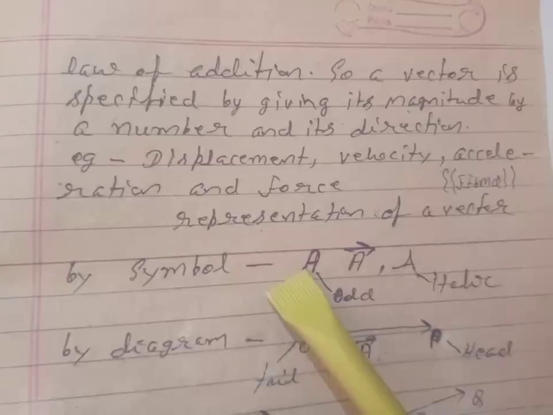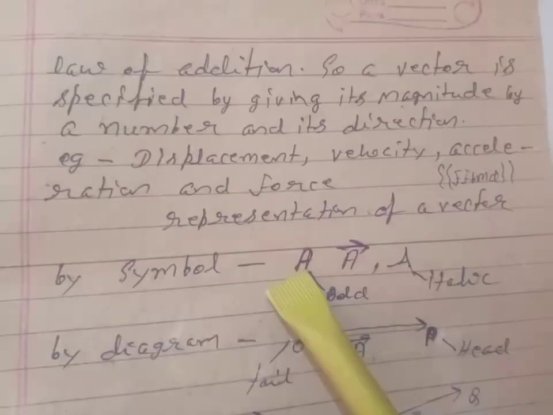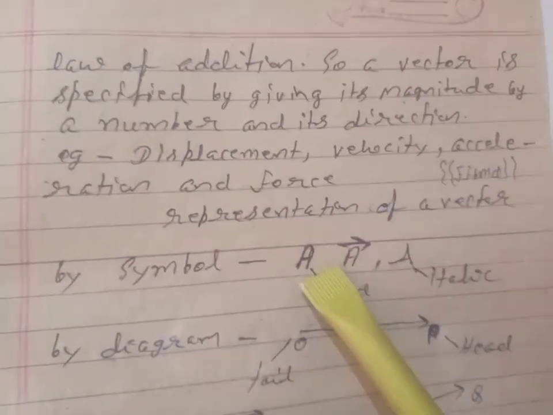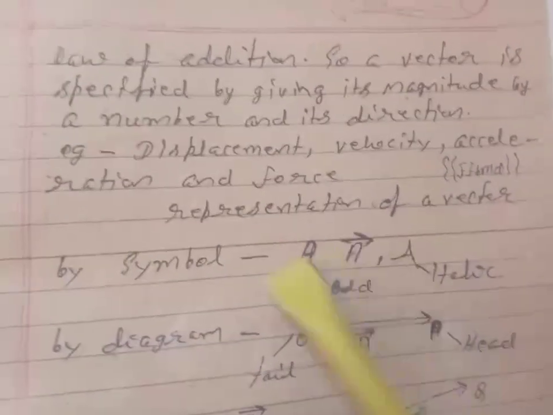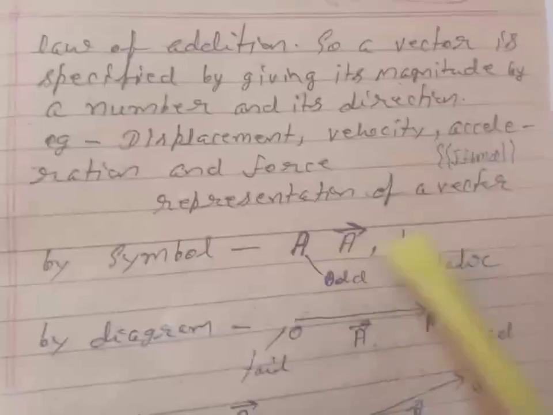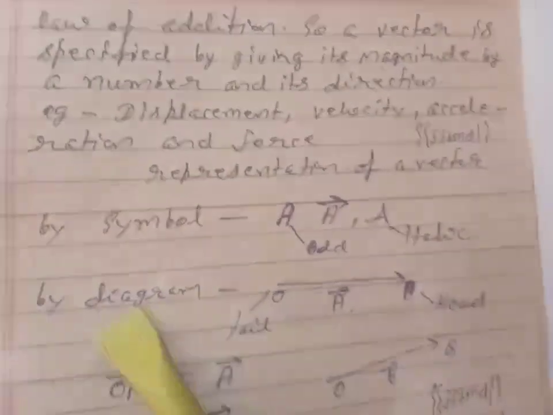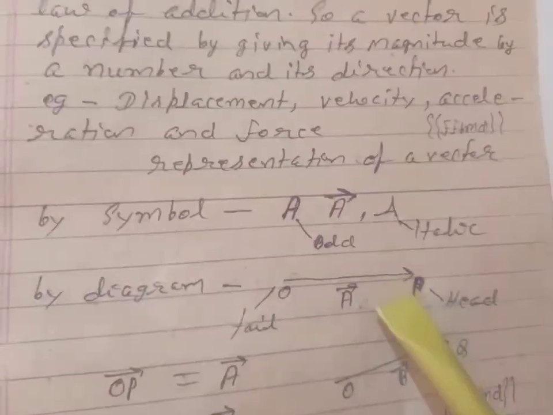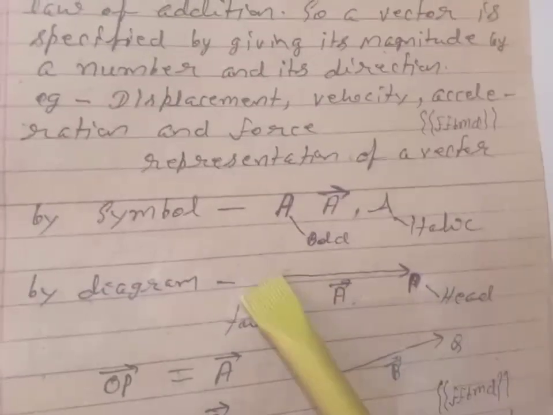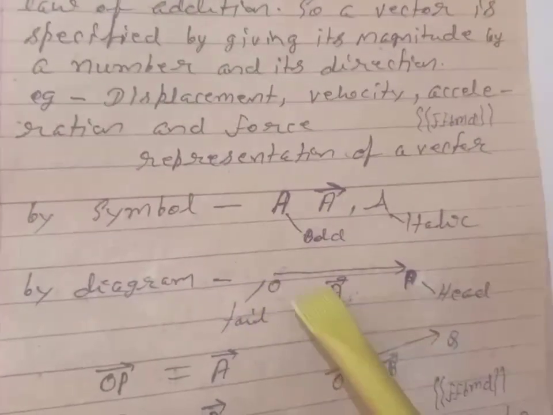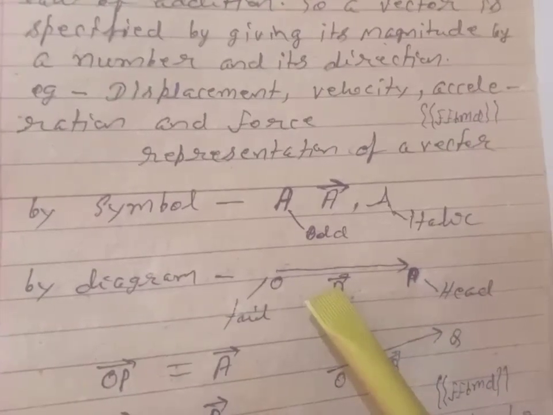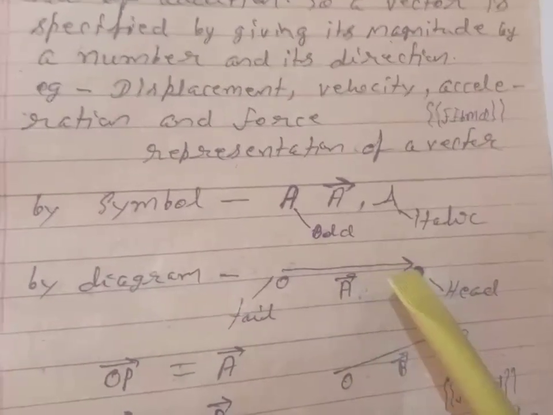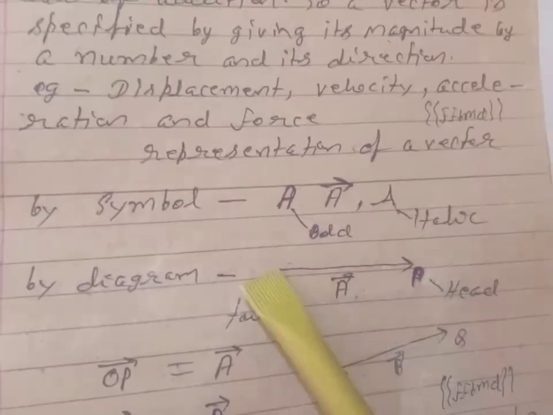Now, representation of a vector. By symbol, we use a bold letter, or a letter with an arrowhead on it, or an italic letter. This can be used to represent a vector. By diagram, we use an arrow, with the arrowhead and the tail, and this is a vector. The arrowhead shows the direction of the vector and the length of the arrow shows its magnitude.